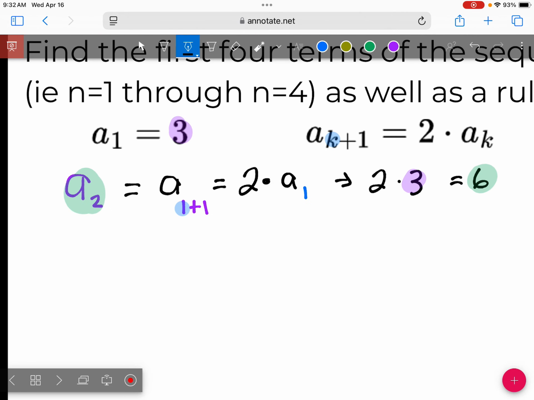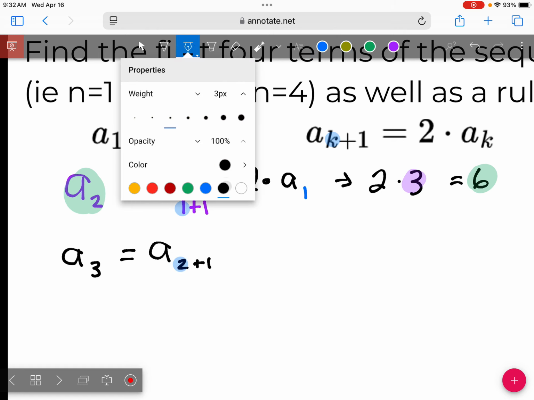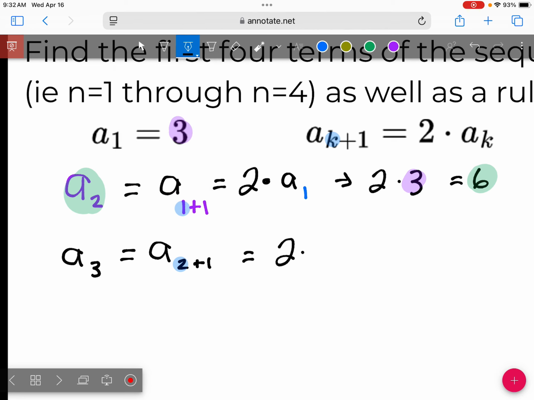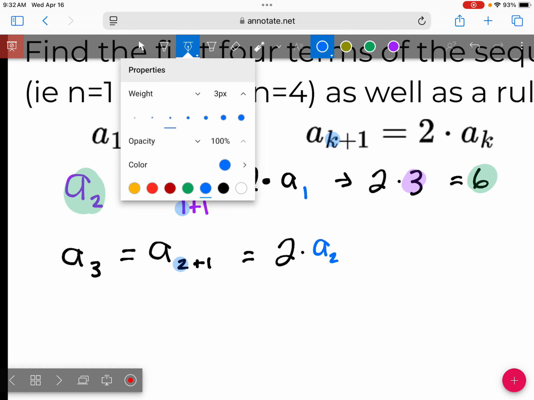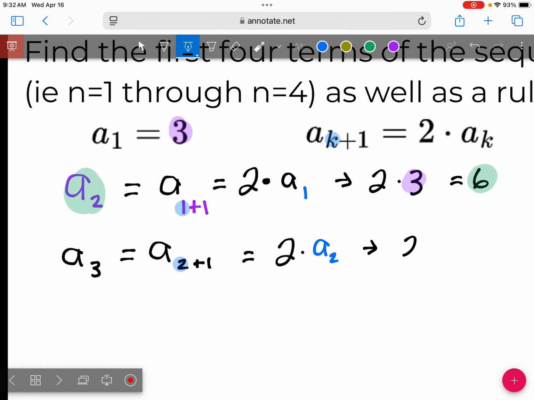Then we can do the same thing for a sub 3. I can write a sub 3 as 2 plus 1. That'll let me use the previous value as my a sub k, because we can use this equation: 2 times a sub 2. But now we know a sub 2 because we already figured it out. 2 times that 6 that we found. So what does this one equal? 12. So it's basing them off of the previous answer.